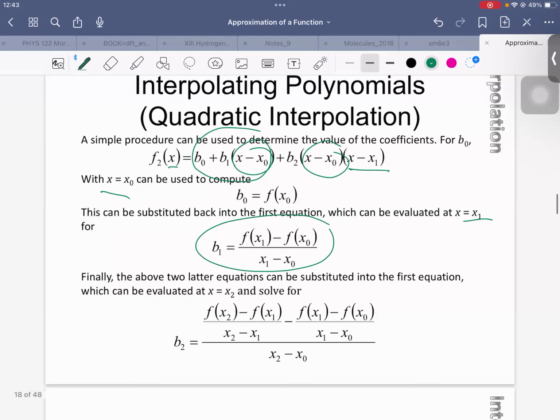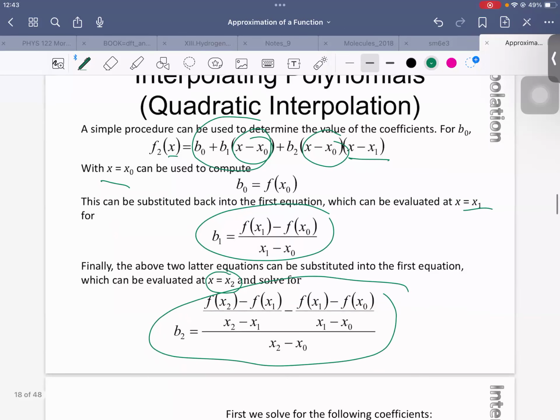Now for B2, it's the same. Replace X with X sub 2. But the equation is longer. But still, you can see the pattern. So for B2, you have X2 minus X0. On top, X2, X1, divided by 2, 1. Then minus 1, 0, 1, 0. So there's actually a pattern there.